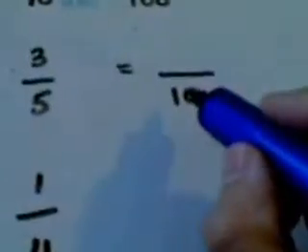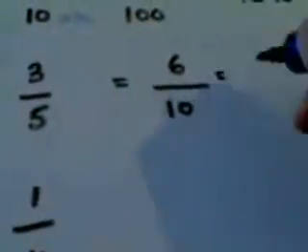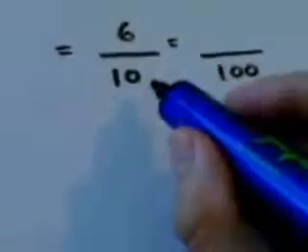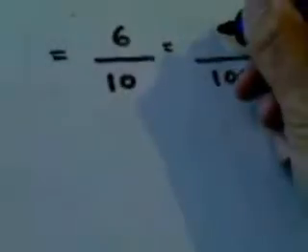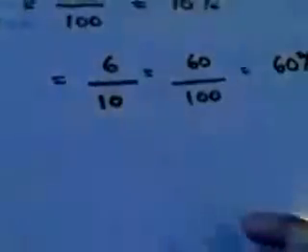change this to be something over 10, because I can see I can multiply 5 by 2 to make 10, so multiply the top by 2 to make 6. And now it's an easier step to change it to something over 100, because 10 times 10 is 100, 6 times 10 is 60, so my answer is 60%. I could do it in one step, could do it in two.